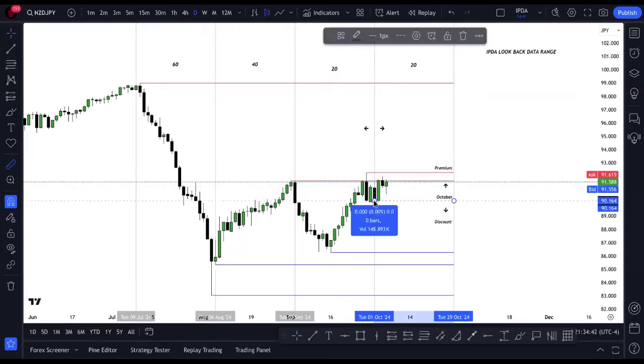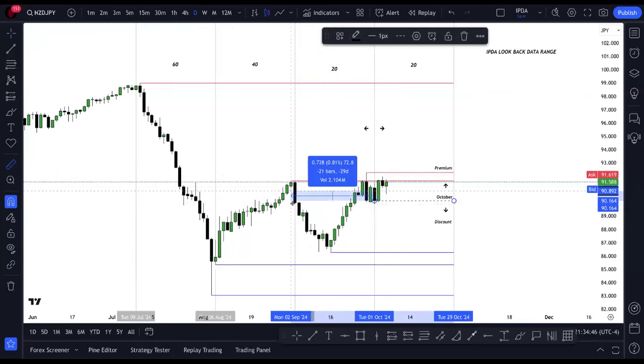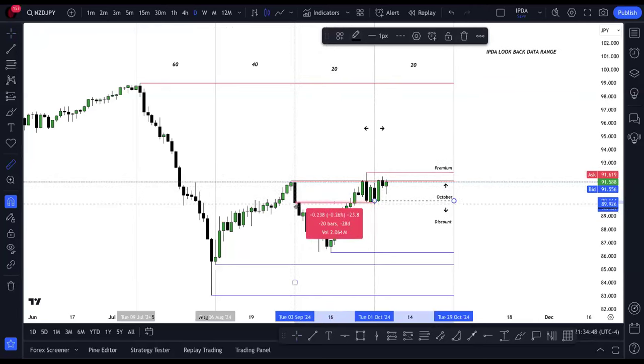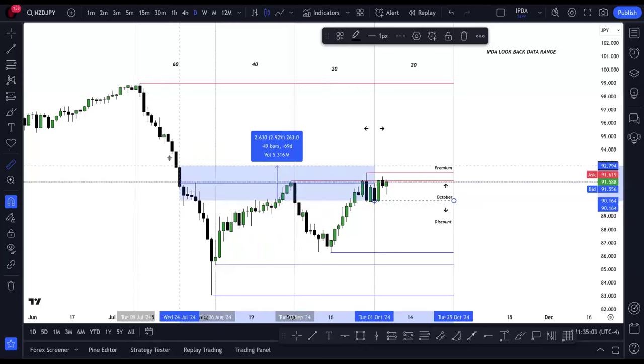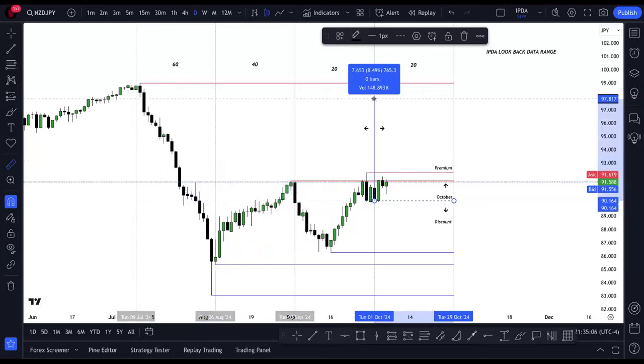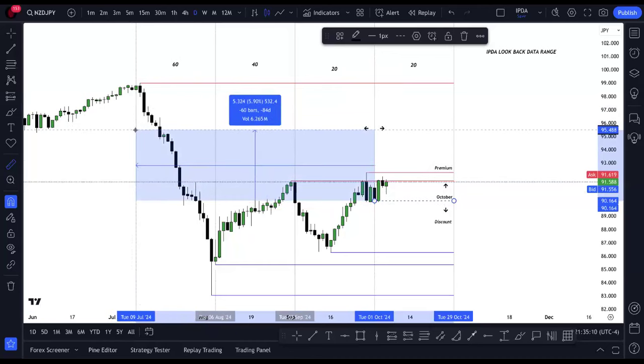I would start here. I count back 20 bars, not 28 days. I know it says 28 days. We're on the daily chart, so 20 bars is 20 days. I think this indicator is including weekends or Sundays. I'm only going back 20 days without including Sundays. That's it. Then I do the same thing again. Then I do the same thing again. Three times, you get a grand total of a 60-day lookback in the data range pool.